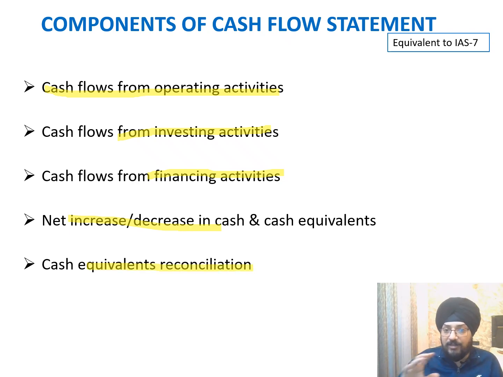So this is the prescribed format of cash flow statements, which has to depict all this information: operating, financing, investing activity, and then net increase or decrease in the cash and the cash equivalent, and then the reconciliation, which means that this was the opening balance, this is the movement, this is the closing. And then it should tie back with the financials as well. So we'll move to the next slide then.